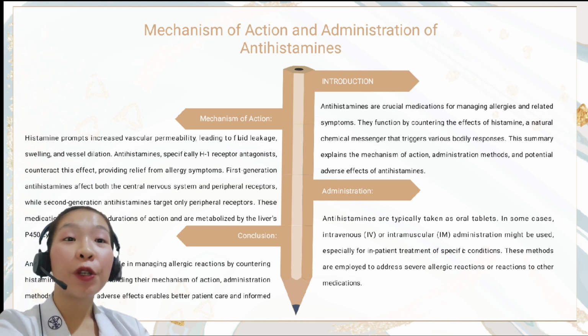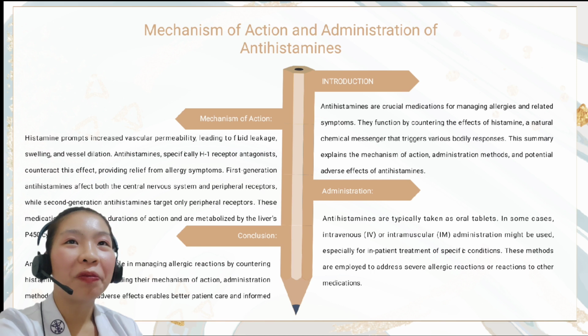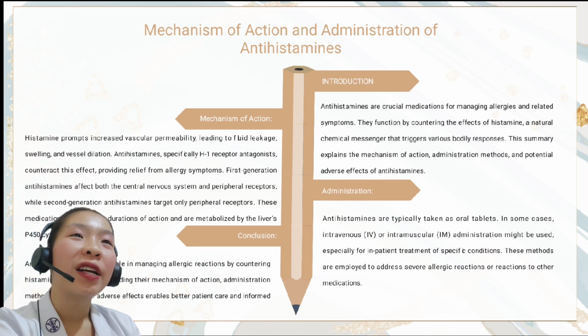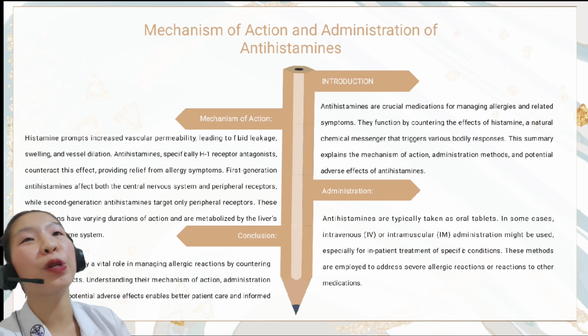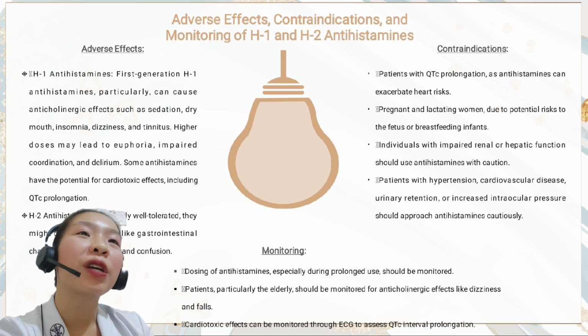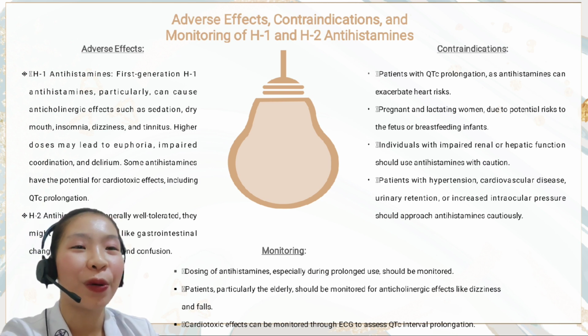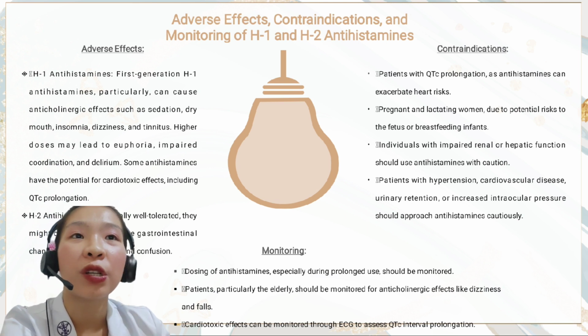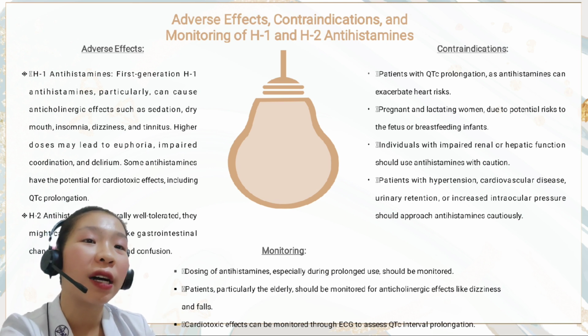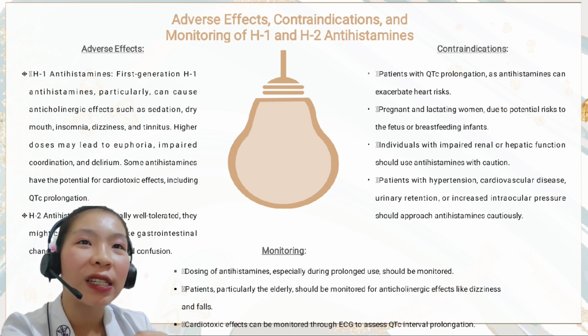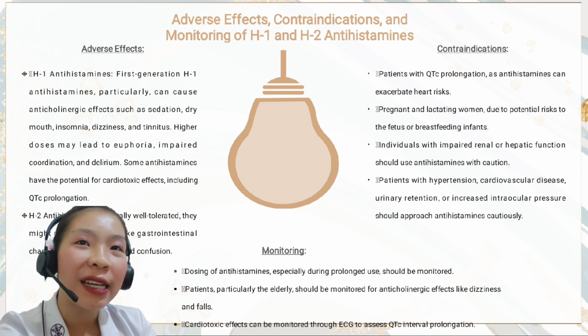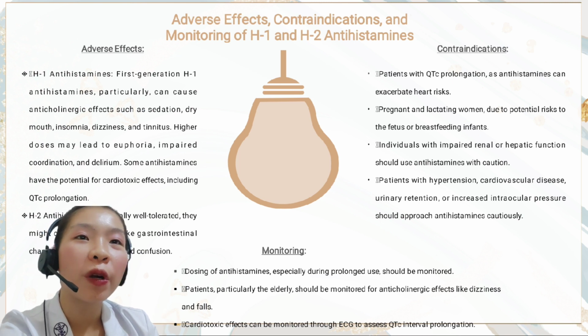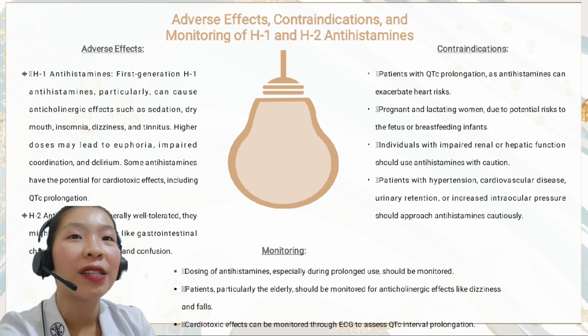So now we have a few more slides, so I hope everyone is still there and paying attention to our topic for today. Now let's move on to the adverse effects, contraindications, and monitoring of H1 and H2 antihistamines. As you can see, adverse effects. First generation H1 antihistamines particularly can cause anticholinergic effects such as sedation, dry mouth, insomnia, dizziness, and tinnitus. Higher doses may lead to euphoria, impaired coordination, and delirium. Some antihistamines have the potential for cardiotoxic effects, including QTc prolongation.